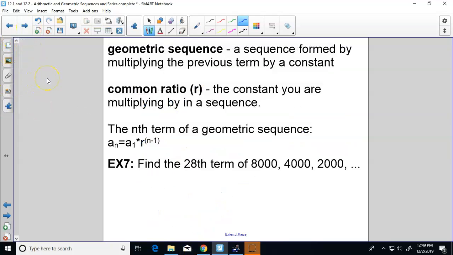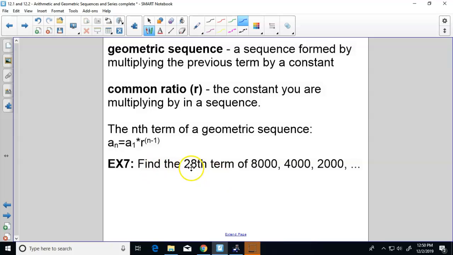Okay. The next thing we're going to talk about is a geometric sequence. A geometric sequence is a sequence formed by multiplying the previous term by a constant. And in this case, we are going to have not a common difference, but a common ratio. And we're going to call that R, and that is the constant that you're multiplying by in a sequence. So we're going to use this formula here. The nth term of a geometric sequence is a sub n equals a sub 1 times R to the n minus 1. And this is similar to the other formula, except for instead of adding, we're multiplying, and we're still using n minus 1 here.